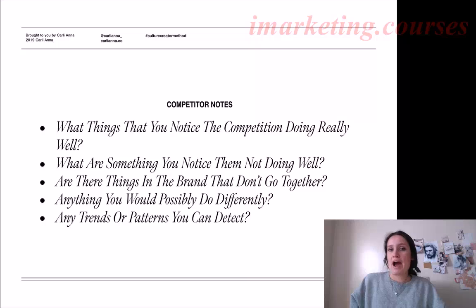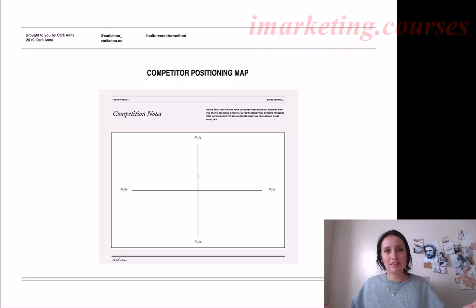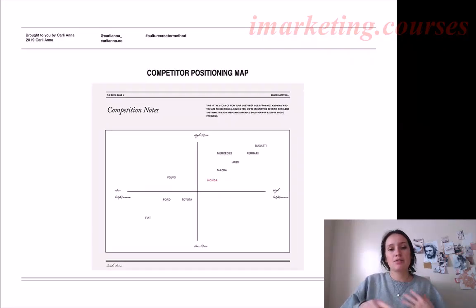Any trends or patterns that you can detect. If you start seeing a pattern within the competitors, or you start seeing just a pattern within one competitor, put that in the notes. The last part of the competition analysis is the competitor positioning map. Now, the competitor positioning map, this is it kind of filled out.